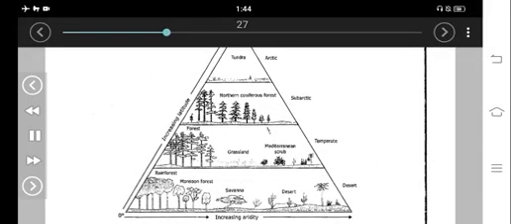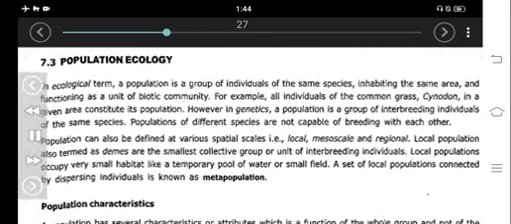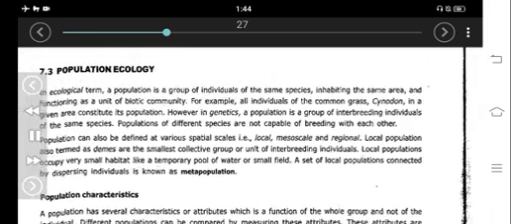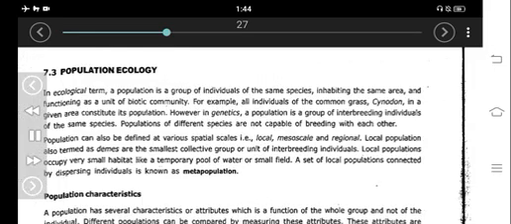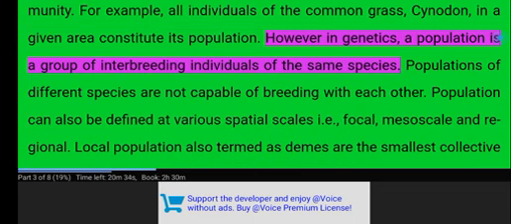7.3 Population Ecology. In ecological terms, a population is a group of individuals of the same species, inhabiting the same area, and functioning as a unit of biotic community. For example, all individuals of the common grass, Cynodon, in a given area constitute its population. However, in genetics, a population is a group of interbreeding individuals of the same species. Populations of different species are not capable of breeding with each other.